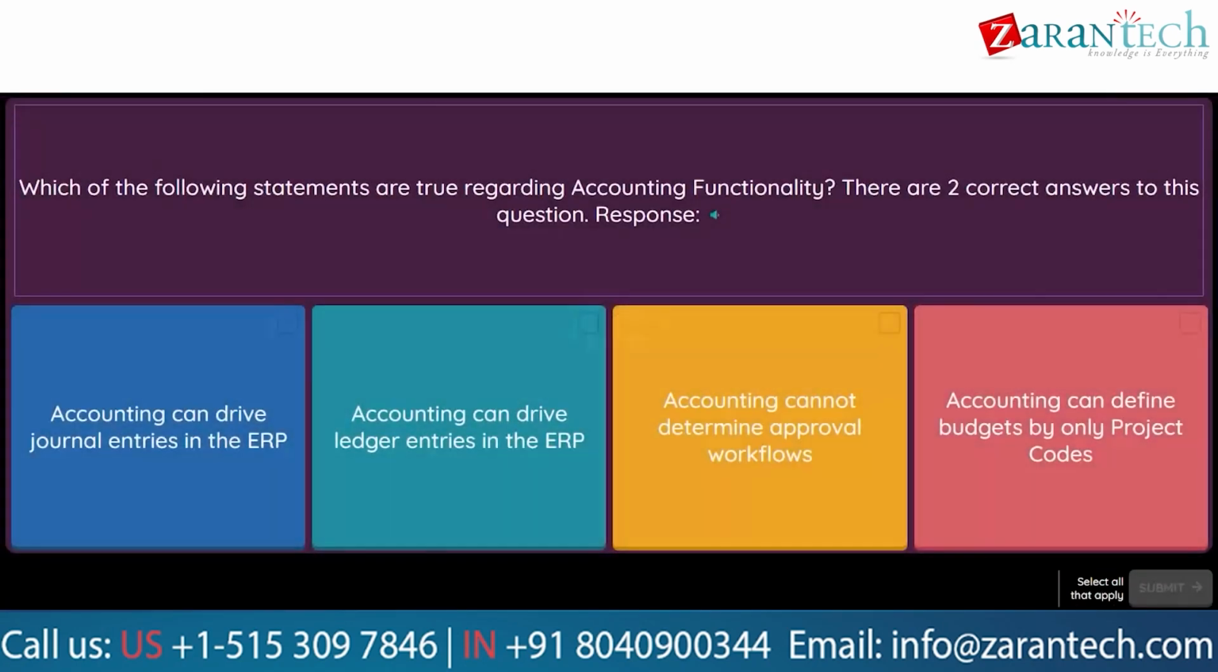Question: which of the following statements are true regarding accounting functionality? There are 2 correct answers to this question. Response: Option 1, accounting can drive journal entries in the ERP. Option 2, accounting can drive ledger entries in the ERP. Option 3, accounting cannot determine approval workflows. Option 4, accounting can define budgets by only project codes.